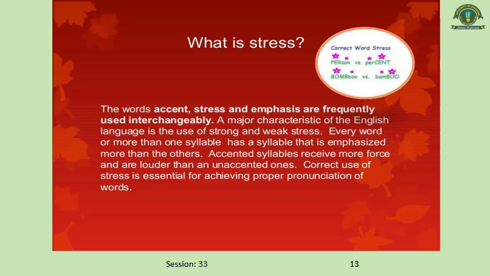Now, why do we have this stress? Correct use of stress is very important. Remember, if you want to have good, refined pronunciation of English, you should know what stress is, and what are the places where I have to stress. Maybe words, maybe sentences, maybe phrases, whatever they are. But the story starts from the word. You should know, if there is a one-syllable word, when I have to stress it. That depends upon the context.